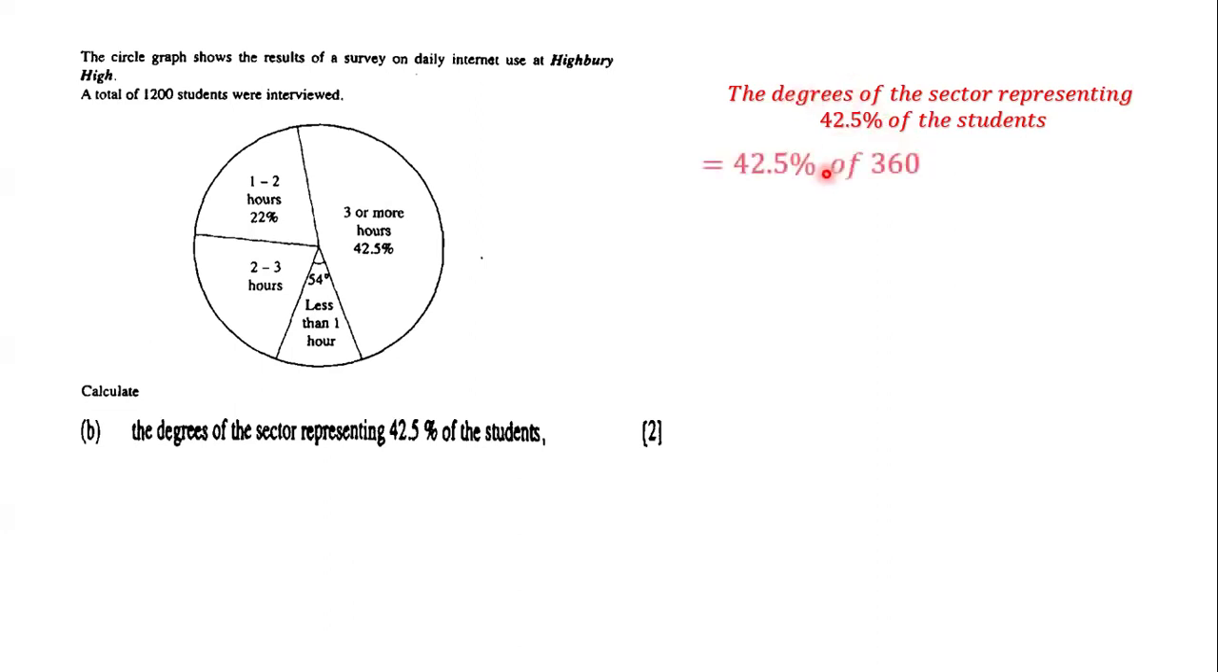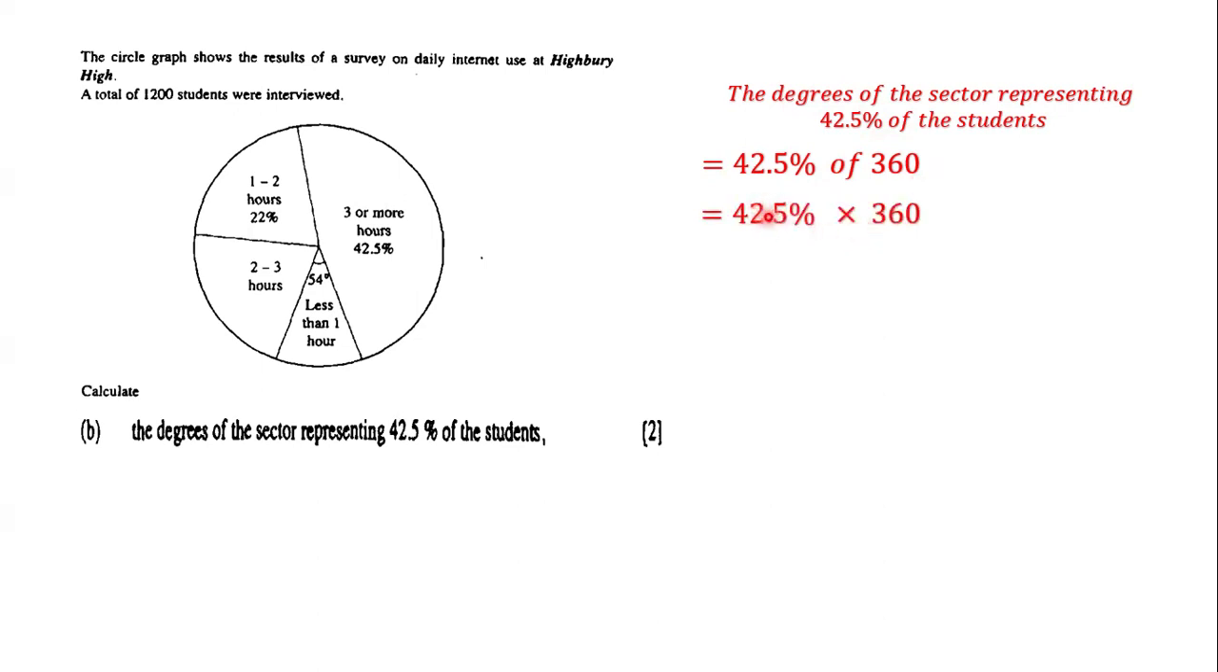Okay, next we have to determine the degrees of the sector representing 42.5% of the students. And that's going to be this one. And so since we're trying to find the degrees, we have to take 42.5% of 360 degrees. Now of means multiply, and so we're going to be multiplying.